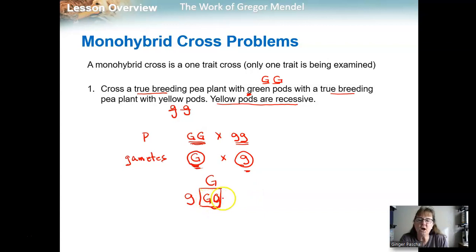So we can see that all of the F1 offspring are going to have a capital G, lowercase g genotype, and they're going to be what color? Hopefully you said green. That would be the phenotype.